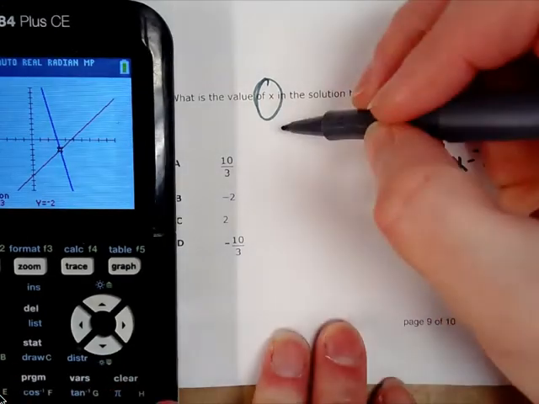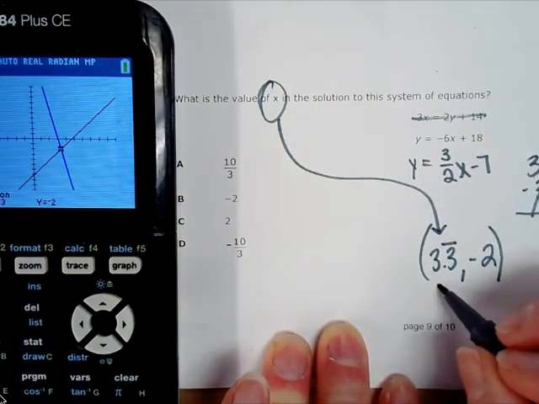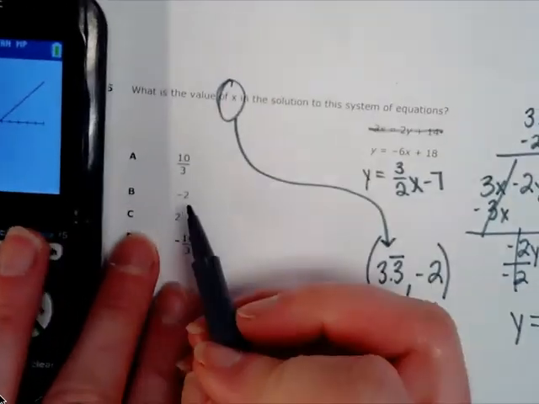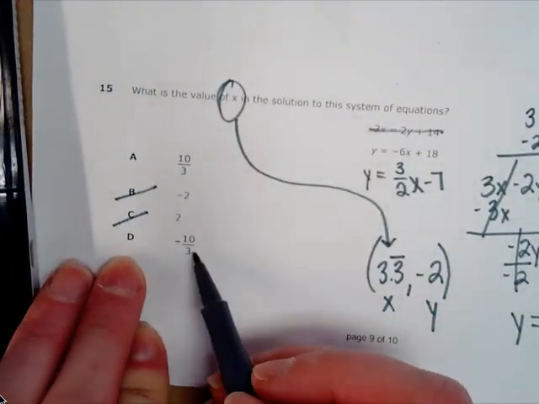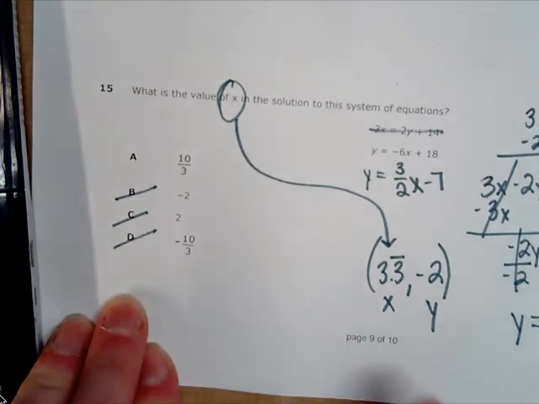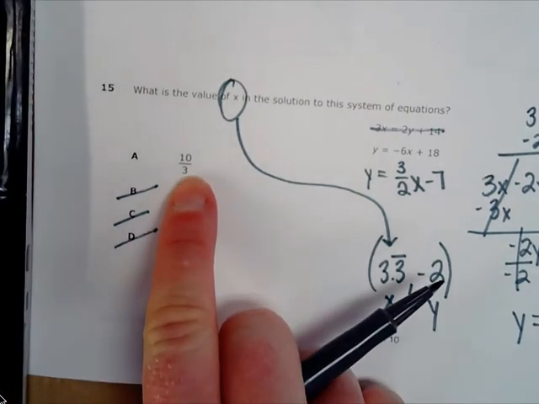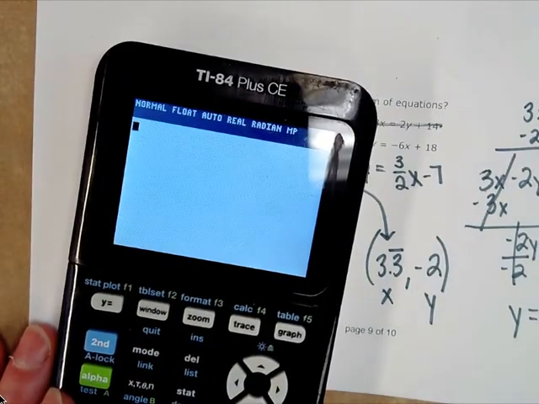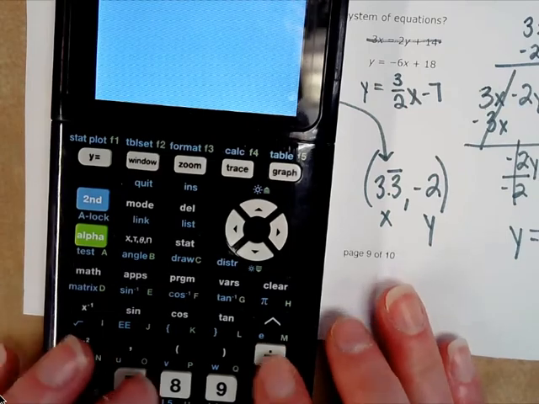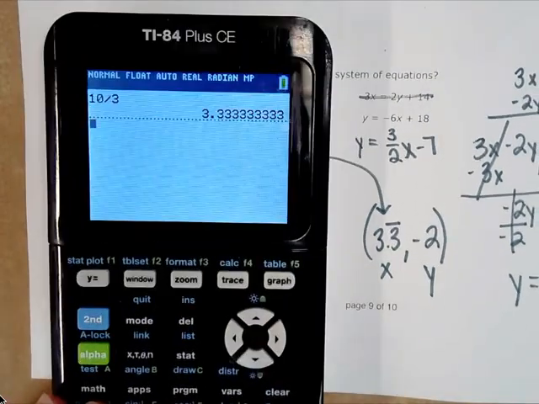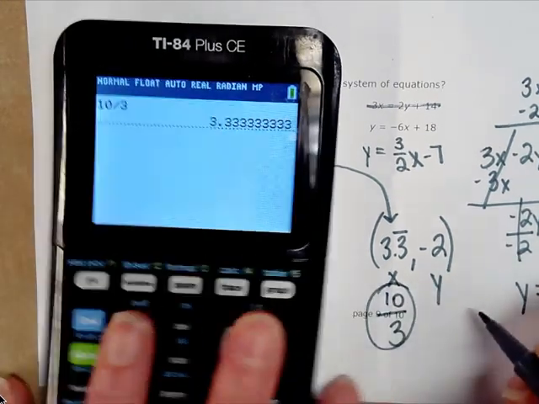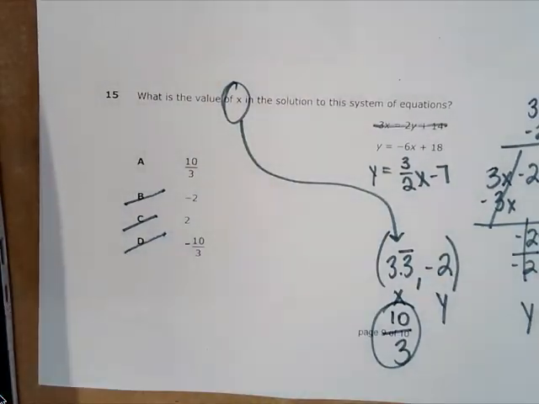And which value does it need? The x. So 3.3 repeating. Look at your answer choices. So negative 2 isn't it. Positive 2 isn't it. This is a negative 10/3. So that's not it because it has to be positive. So let's just make sure 10/3 does equal 3.3 repeating. So I'm going to get out of this, second quit, and divide 10 by 3. It's the same thing. 10/3. So 15A is the answer.